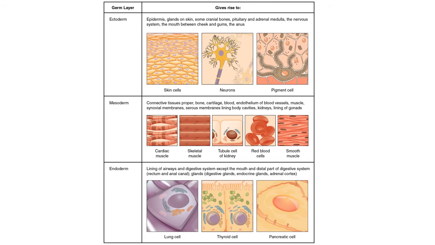All right, so this is just to show the ectoderm, mesoderm, and endoderm become different types of tissues. This is in humans as a reference point. So ectoderm becomes skin cells, neurons, and pigment cells, whereas mesoderm becomes muscle tissue, parts of the kidney, smooth muscle, and red blood cells, and then endoderm becomes lungs, other organs, pancreas, so on and so forth.